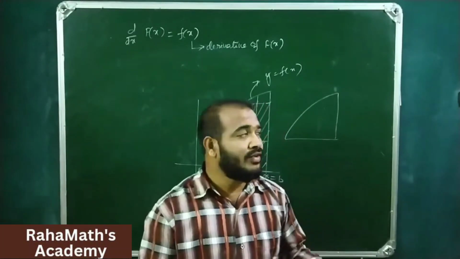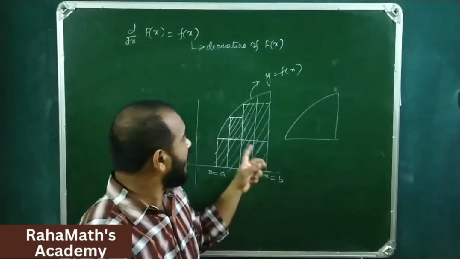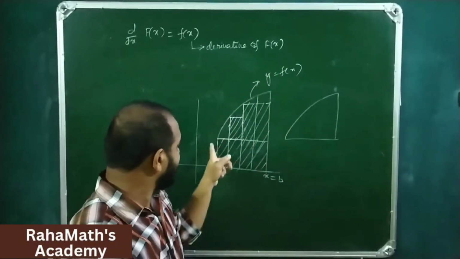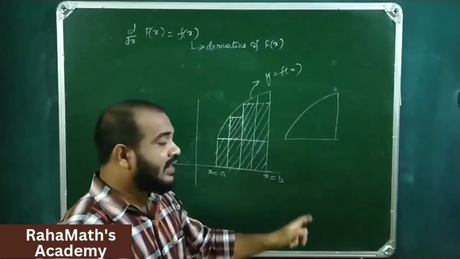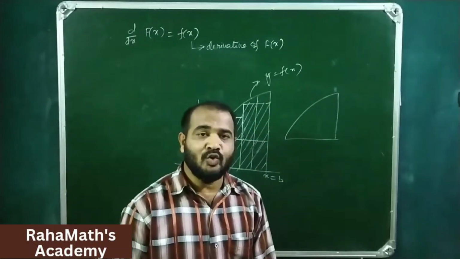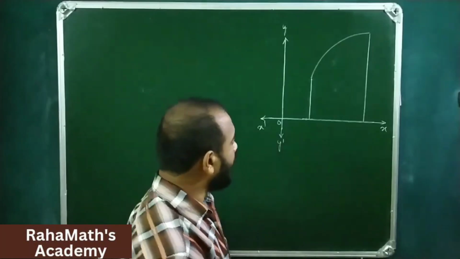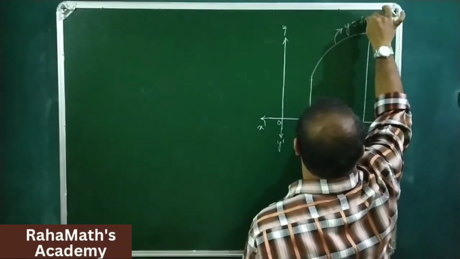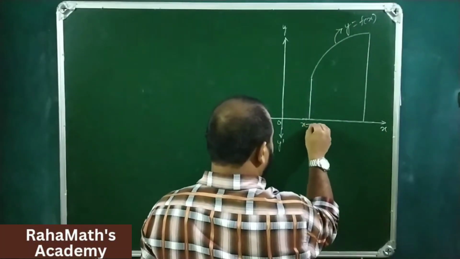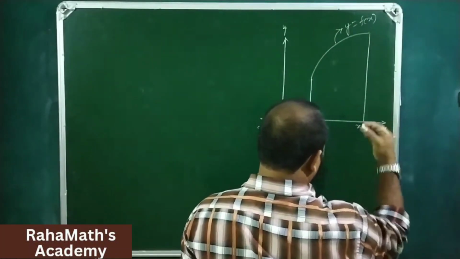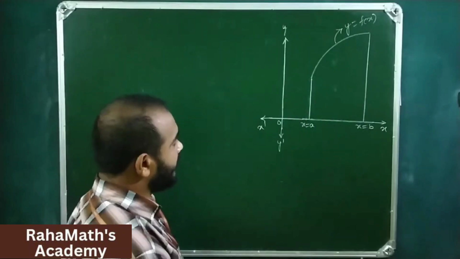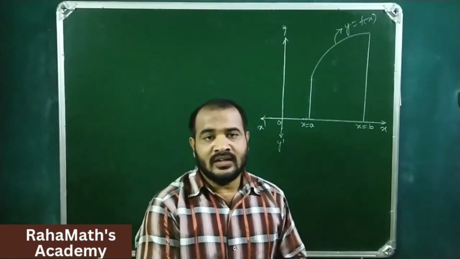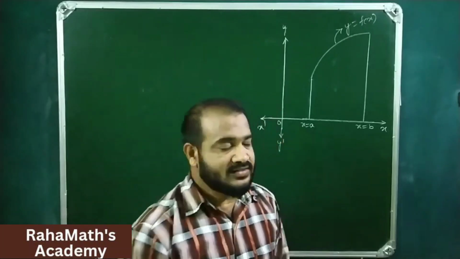So with this we develop a concept. With the help of that, we will try to find out the area of the region bounded by the curve y equals f of x, x equals a, x equals b, and the x-axis. So this is the y equals f of x curve, this is x equals a, x equals b, and the x-axis. For this, let us try to split it into n rectangles.